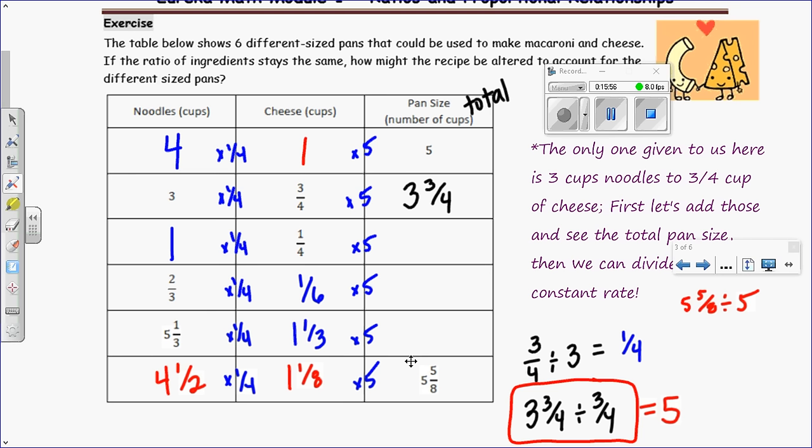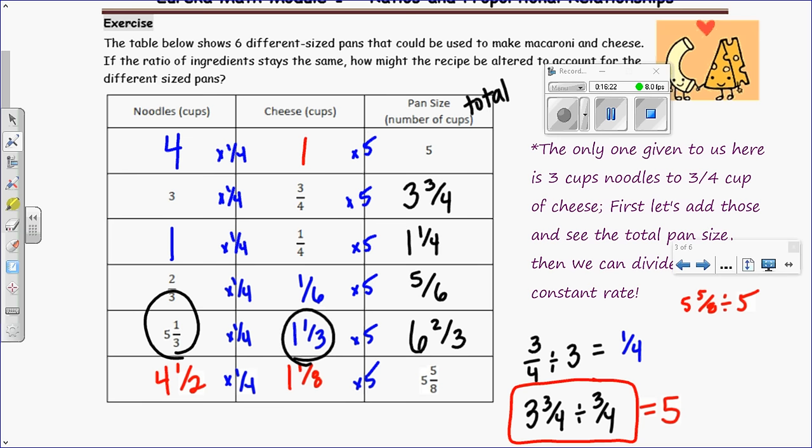So pause it, and what you're doing now is you're adding the noodles with the cheese. Okay, you can pause it, but I'm going to keep moving down the line here. So 2/3 plus 1/6, add those together. And then the last one is 5 1/3 plus 1 1/3.